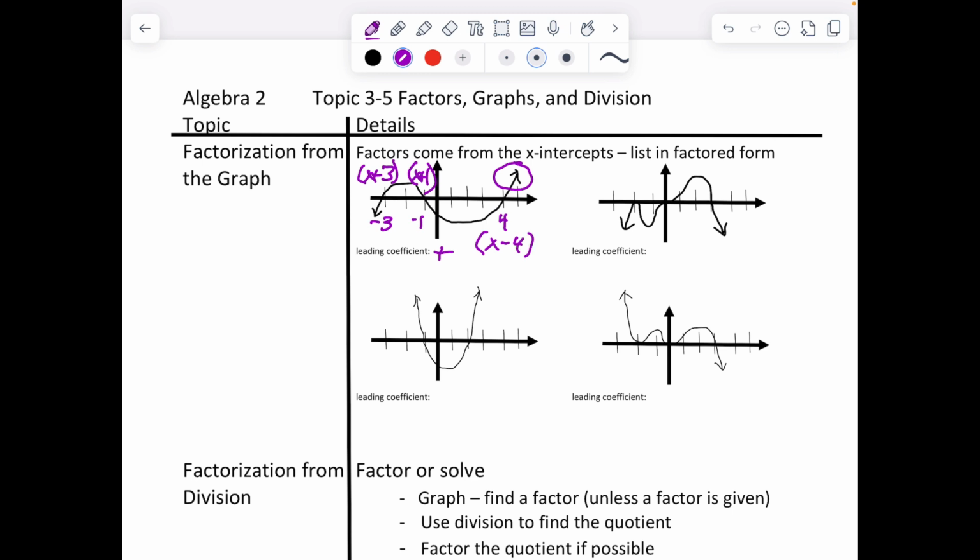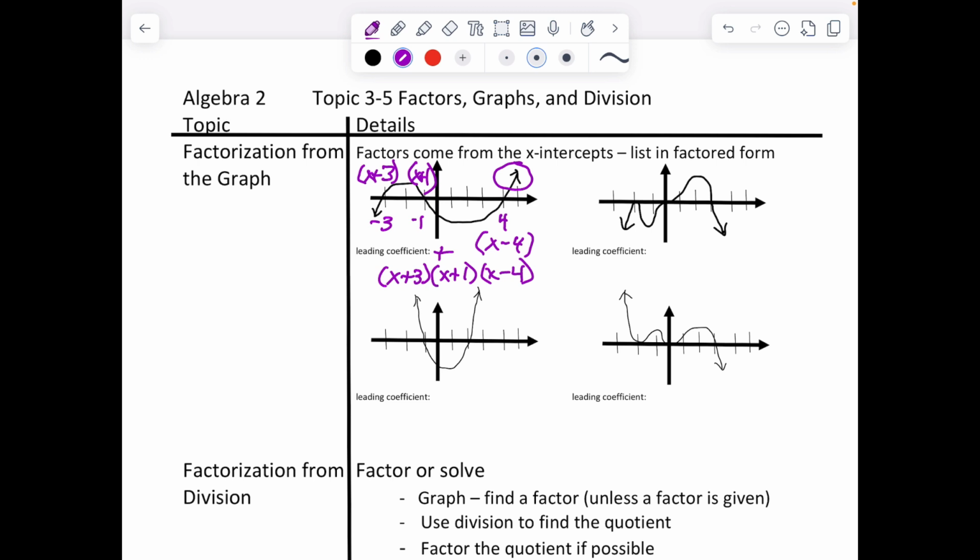So our polynomial for this will be x plus 3, x plus 1, and x minus 4 because of the x-intercepts. And again, because the leading coefficient is positive, we don't have to put a negative in front of it.